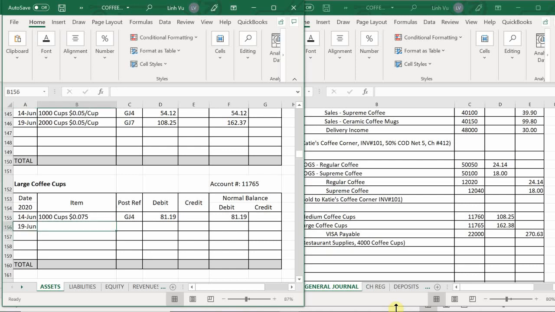So 2,000 coffee cups for the same 0075. 62, 38, 8, 90. So we have 243.57. 243.57. Good.